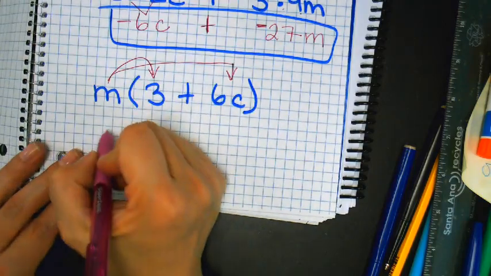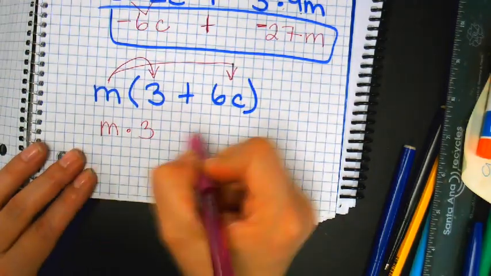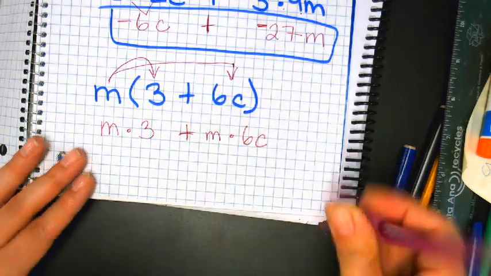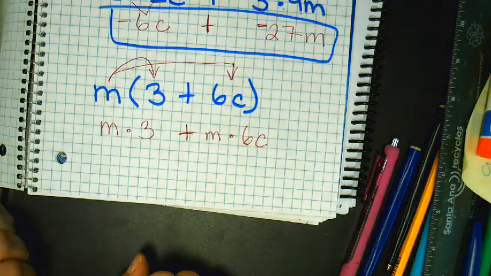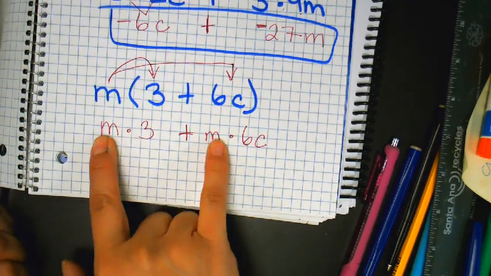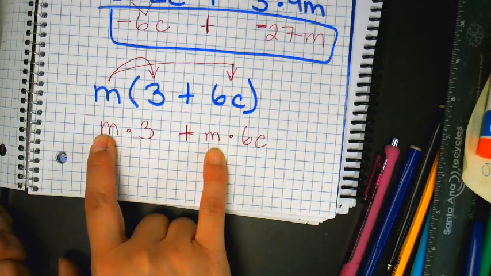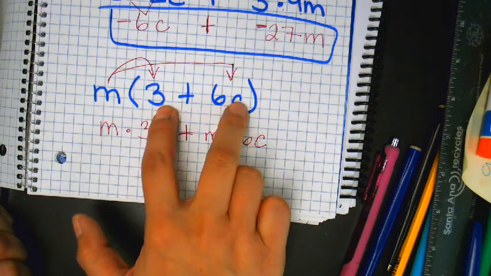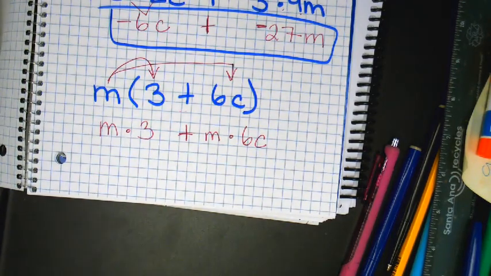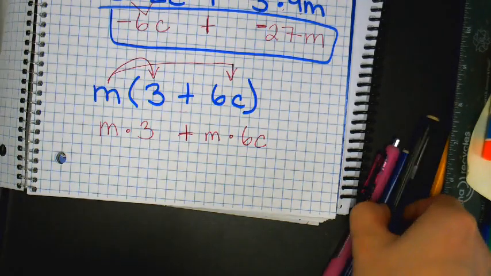So it would be M times 3 plus M times 6C. So I repeat this. You see how I repeated it here and here? You guys see that? Everybody gets an M. And then these two are just brought down. Okay. What's M times 3? 3M. Always write the number first.